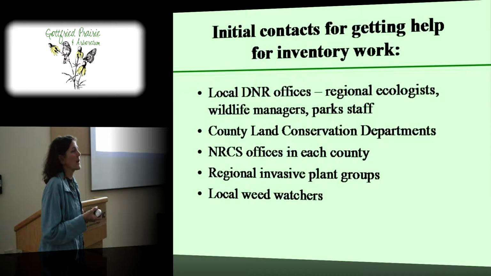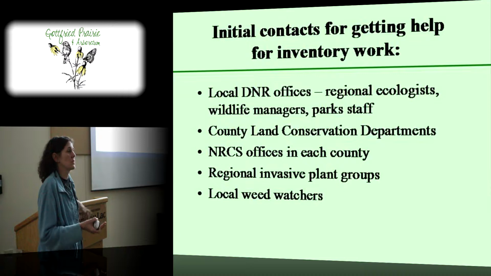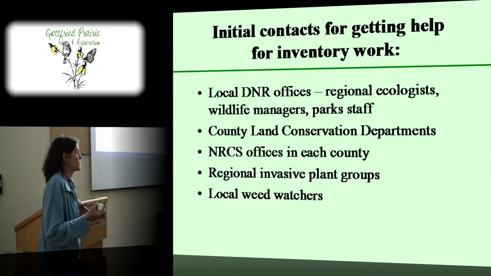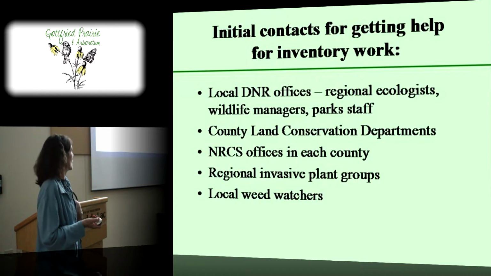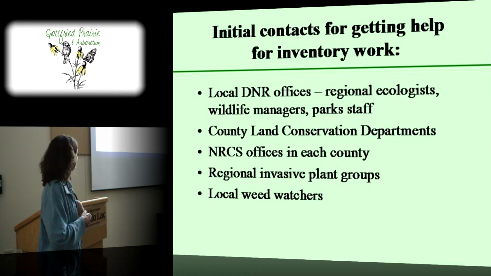There are lots of ways that you can get help for controlling these things, and there are a lot of people in this room who you can look to for help with control. The local DNR offices generally have somebody who can at least give you a little bit of direction. Local land conservation departments generally have somebody who knows something about it, same with NRCS offices. We're trying to get some regional invasive plant groups going in this area, so hopefully we can have a little bit more help there. And then, in addition, there are the people that you can pay to do this. There are contractors who do this for their living, and so there are people who can help you out.